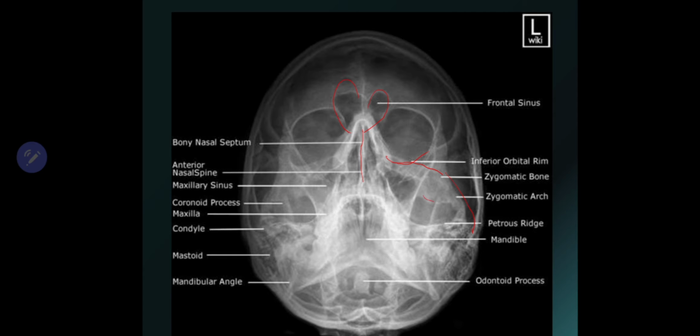the zygomatic arch, the odontoid or dens, the mandibular angle, the mastoid, the condyle, the maxilla, the coronoid process. This is the area of the maxillary sinus. The anterior nasal spine.